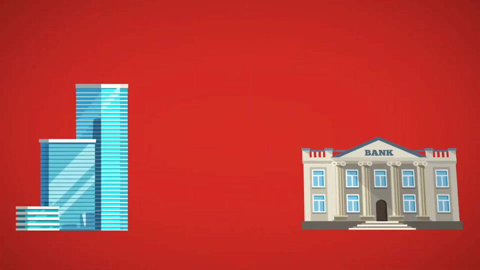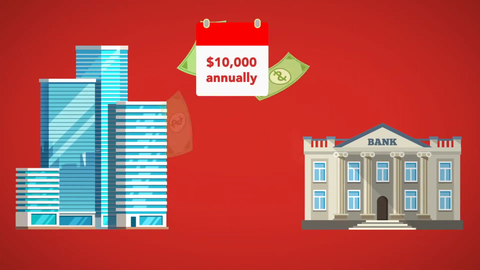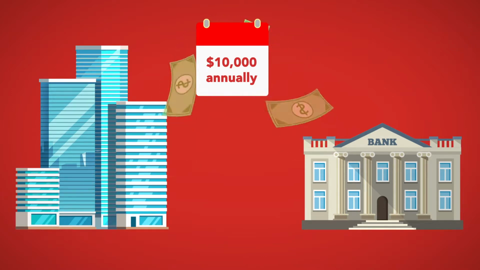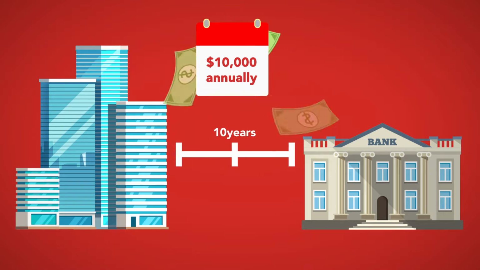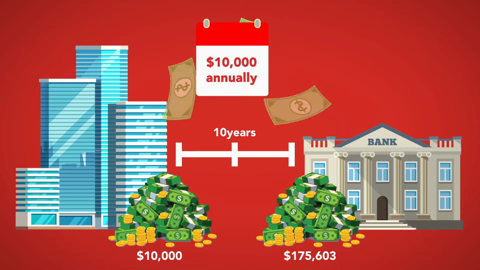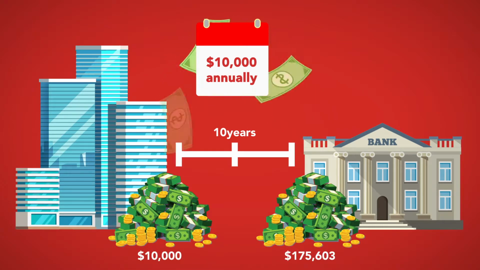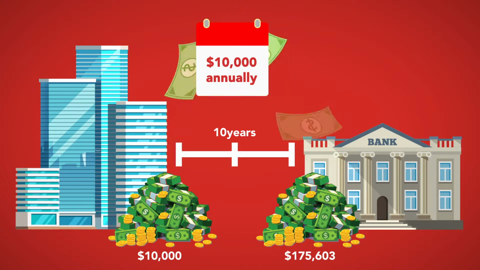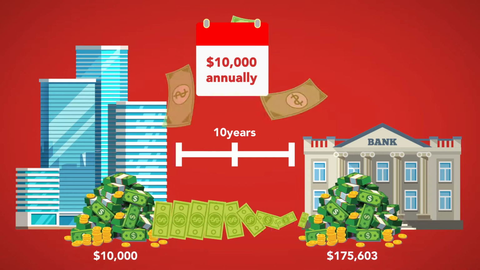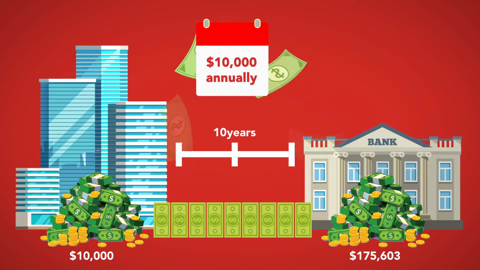For example, Acme Corporation pays $10,000 annually into a fund that pays a 9% rate of interest on the principal amount and the accumulated interest. At the end of 10 years, Acme would have about $175,603. The amount is determined by calculating the first payment of $10,000 plus interest on the initial $10,000 compounded for 9 periods.